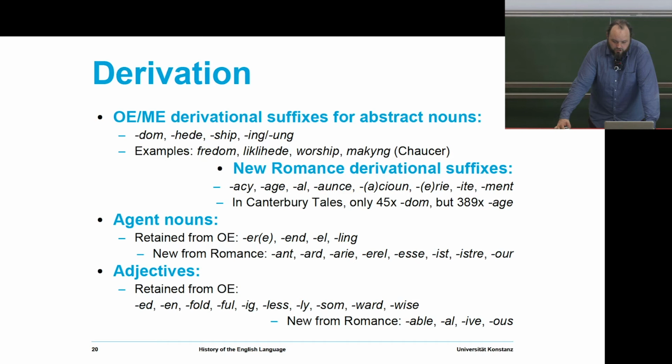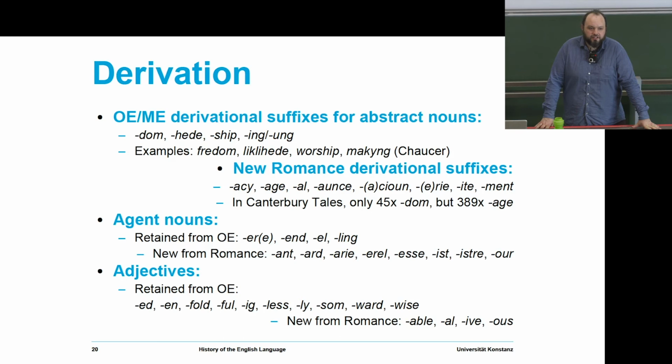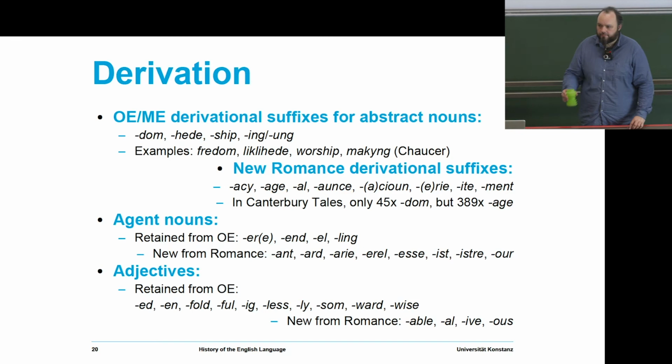So the derivational system of Middle English gets a real boost by the addition of all of these French and Romance derivational suffixes. I say Romance because usually they're from French, but sometimes it's not. Sometimes they're from Latin, and it's sometimes not clear whether they're from French or from Latin, because we don't have the ability to distinguish between them in cases where French and Latin both worked the same way. And since French is roughly descended from Latin, that's not surprising.